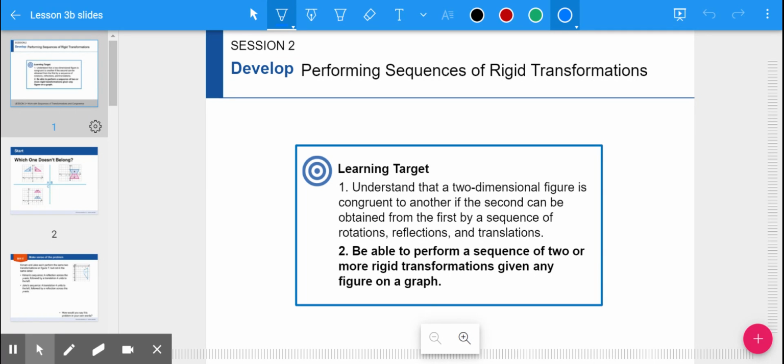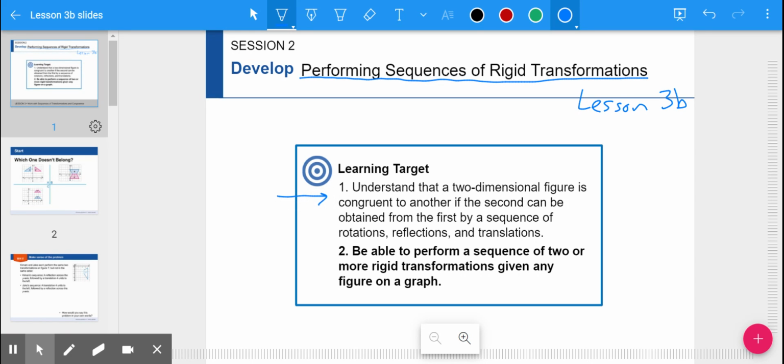We're here going through lesson 3, session 2. I'm going to call it lesson 3B. We are continuing to work on performing sequences of rigid transformations. So we have 2 learning targets.